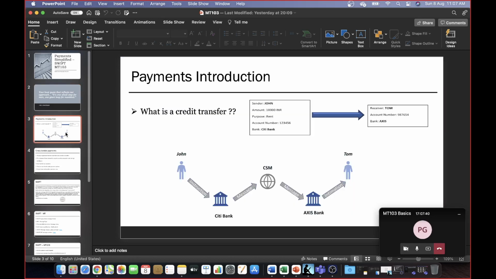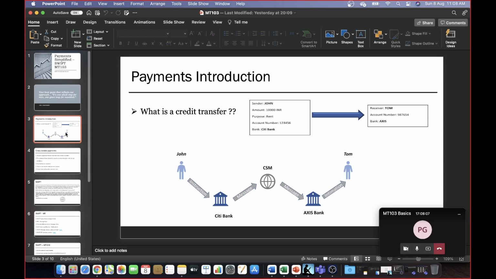So jumping right into the topic. We all know what a payment is. Whenever we transfer value from one party to another, it's called a payment. There are several methods of paying, including cash, checks, cards, and electronic transfers. In this session, we are going to talk primarily about electronic transfers, the last part that I mentioned.